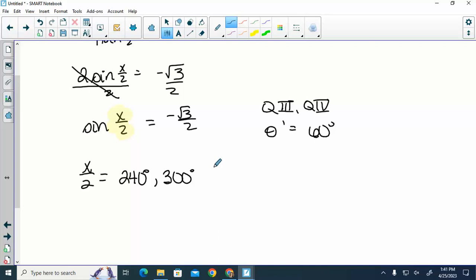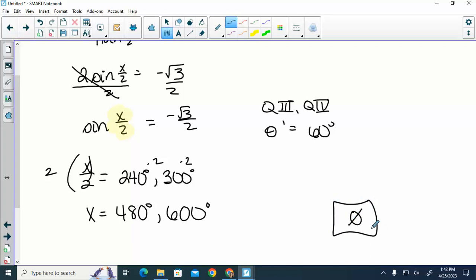Then what do we do to all of those? To get x by itself, you have to take it times 2, so we take each of those times 2. So you get 480 and 600. Now those are valid solutions, but the directions said, give me all the answers that fall between 0 and 360. These don't, so it's no solution. Not saying this equation never works, but it doesn't work between 0 and 360. Is that okay?